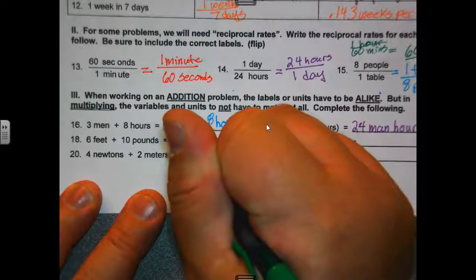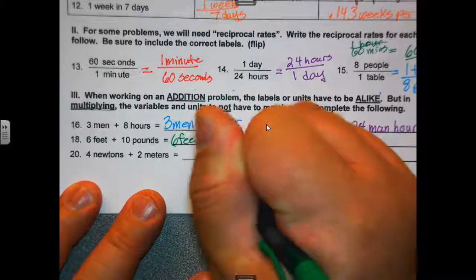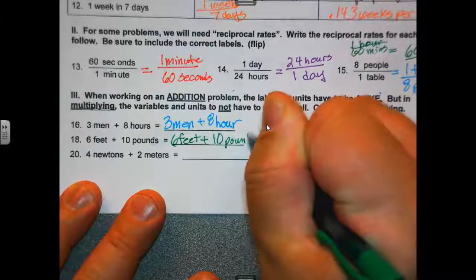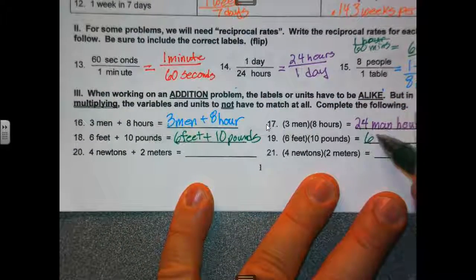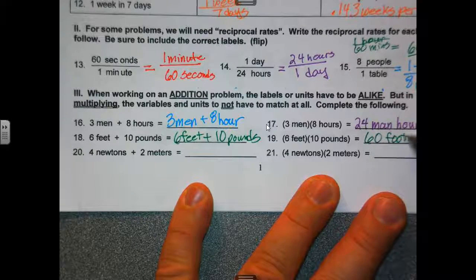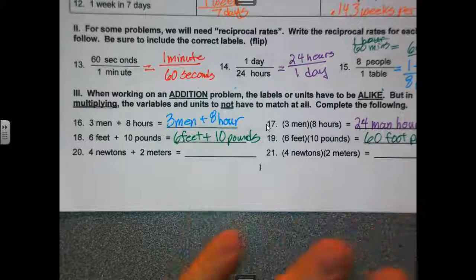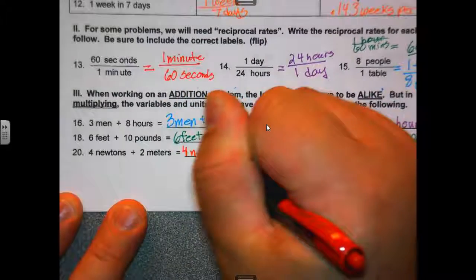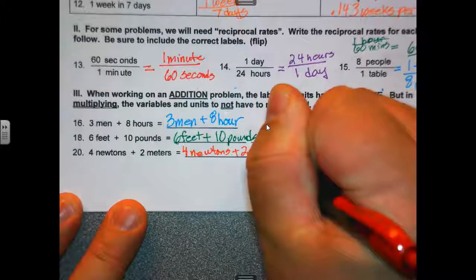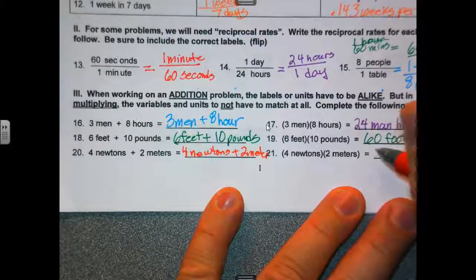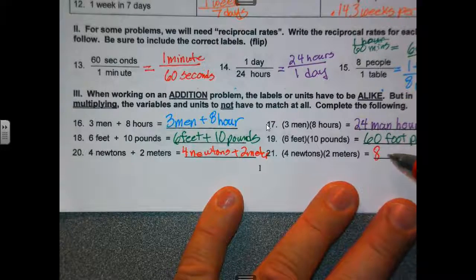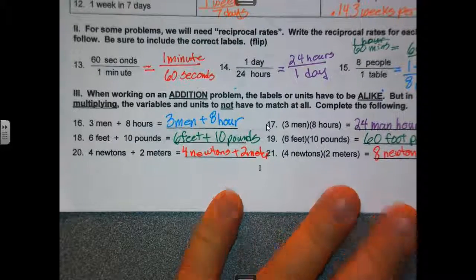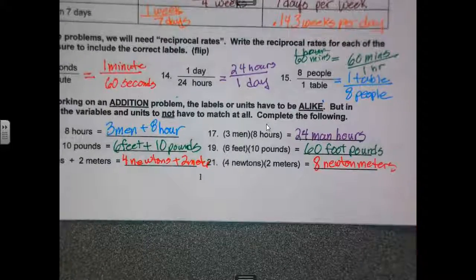Okay, again, addition, cannot combine them. You have to leave it 6 feet plus 10 pounds. But you can multiply them to get 60, and we call them foot pounds. Measurement of force, foot pounds. For newtons plus 2 meters, when we multiply them, becomes 8 newton meters. So you can multiply them, but you can't combine them while you're adding, just like regular algebra terms.